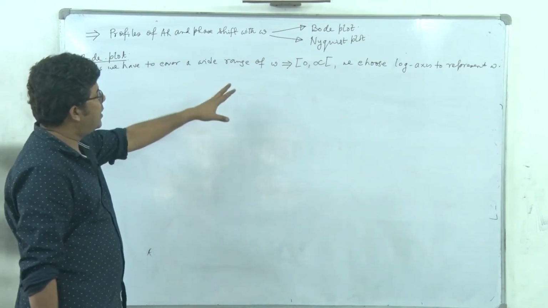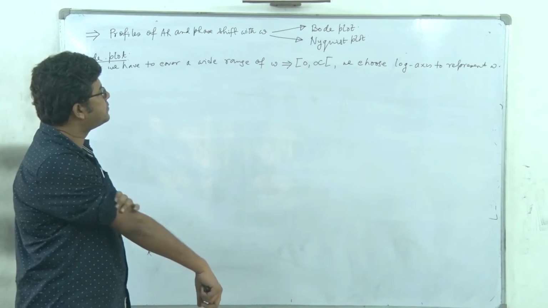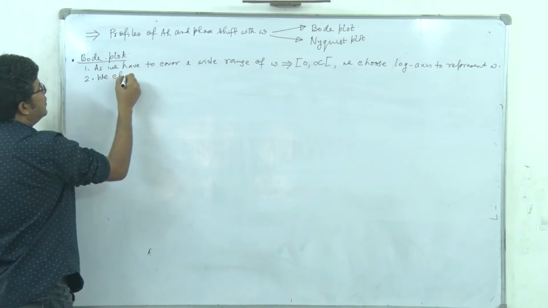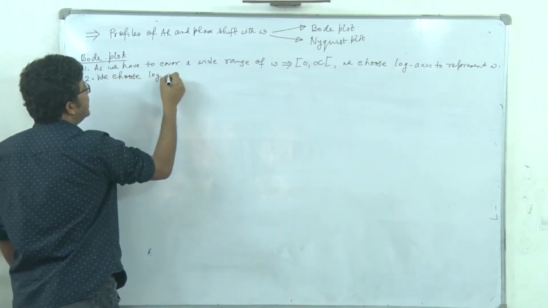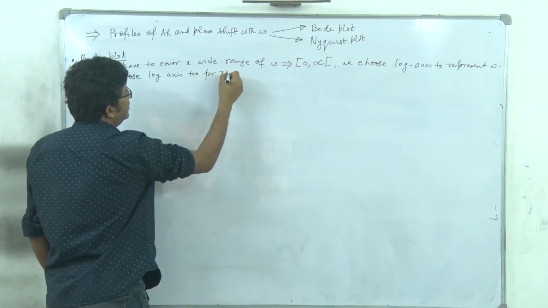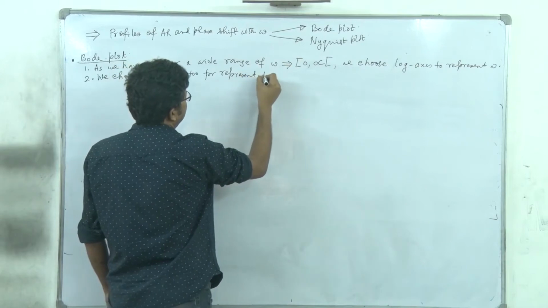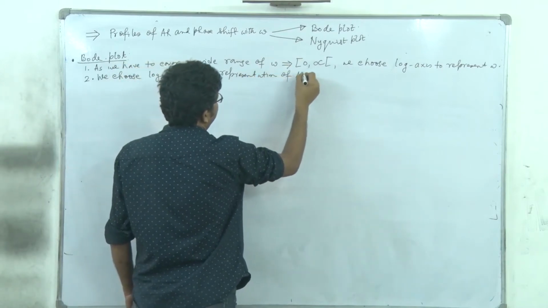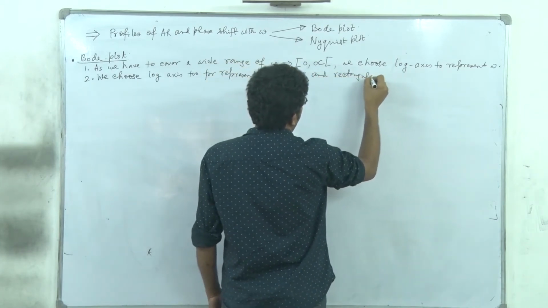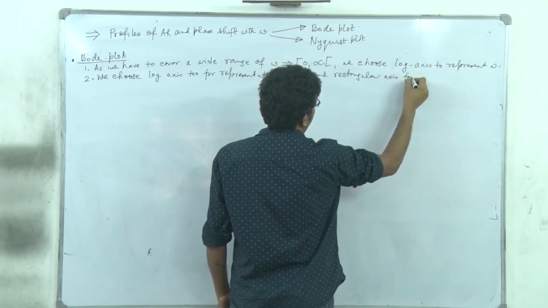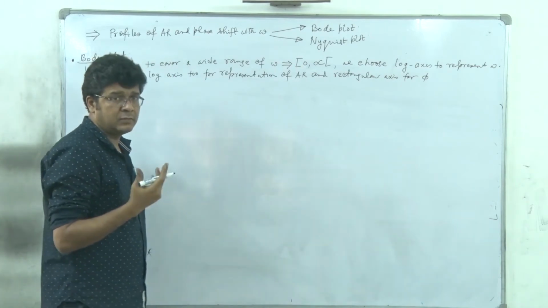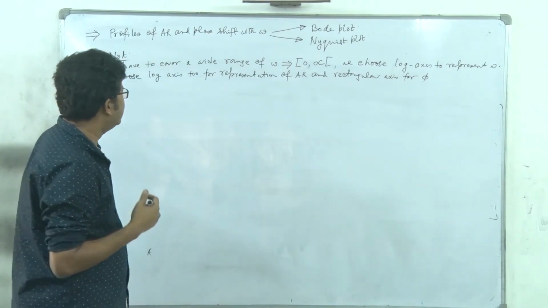Now, to have a Bode plot, the second thing is we choose a log axis too for representation of amplitude ratio and a rectangular axis for φ, the phase shift. Why? It will be automatically clear once we go into the discussion.